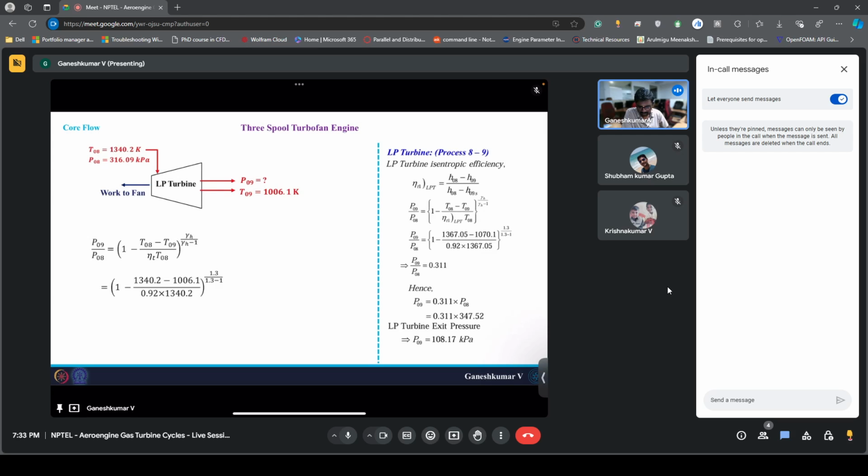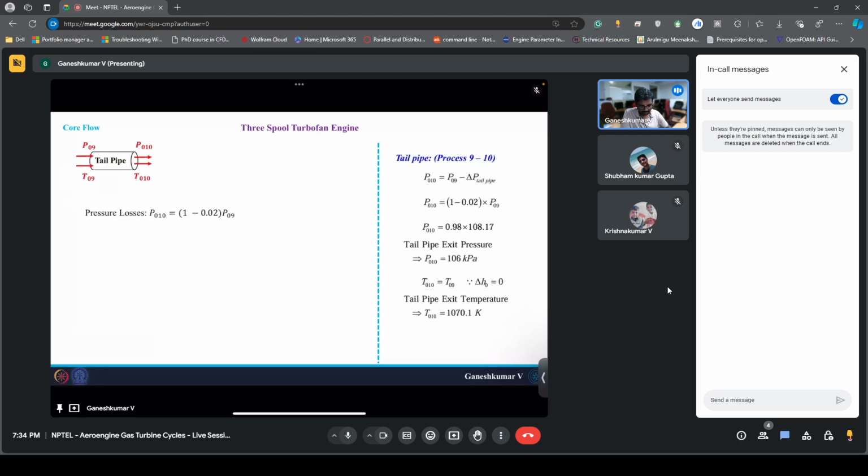So again, you all know this equation, I need not explain it. We all know what this is. I will just calculate the exit pressure. So your exit pressure, as we said, has reduced to 80.35 kilopascal compared to 108.17 kilopascal. Okay. All right.